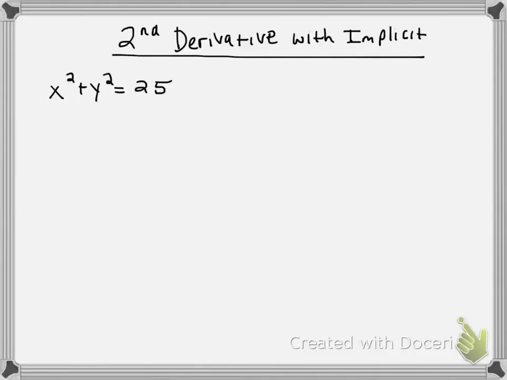All right, so this video is going to be how we take the second derivative with implicit differentiation. First off, we have to take this first derivative in order to get to the second derivative. And for this first derivative, we're going to have to use implicit differentiation because y is not solved for. All right, so x squared plus y squared equals 25.